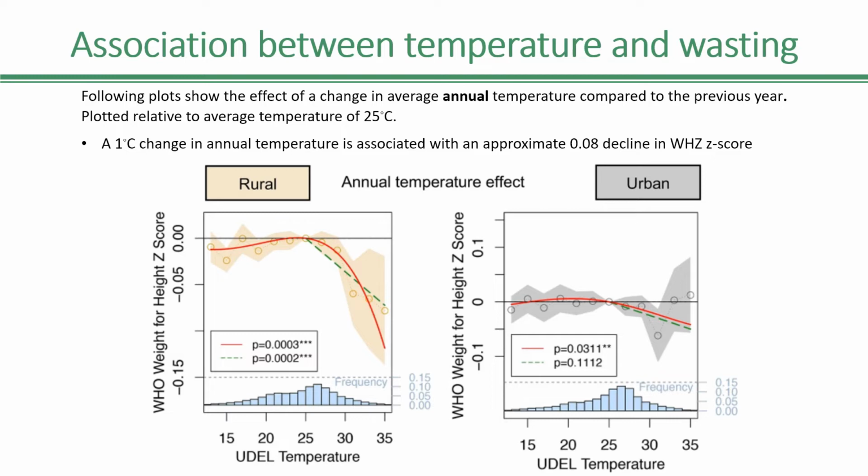This is particularly apparent when temperatures increase beyond 25 degrees. You can see this pattern of worsening weight for height Z-scores with higher temperatures occurs both in rural areas and in urban areas, although this association seems to be stronger in rural areas. So this was the effect of changing average annual temperature.